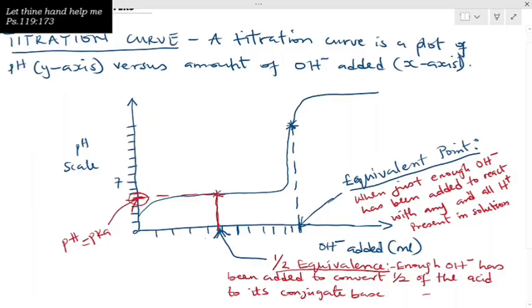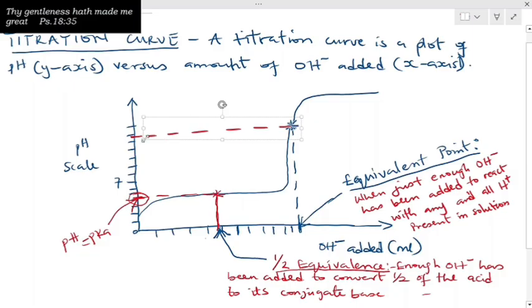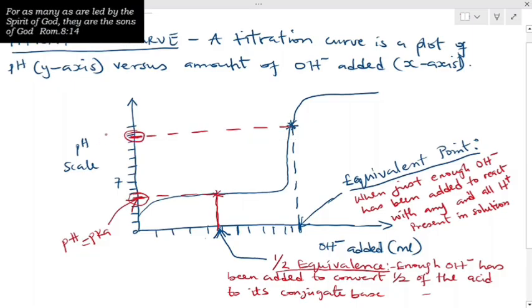However, you will notice that this equivalence point, when you trace it to the curve and to your pH scale, you will observe that it's far above pH 7, which we say is what? A point of neutrality. Okay, so it's far above it.